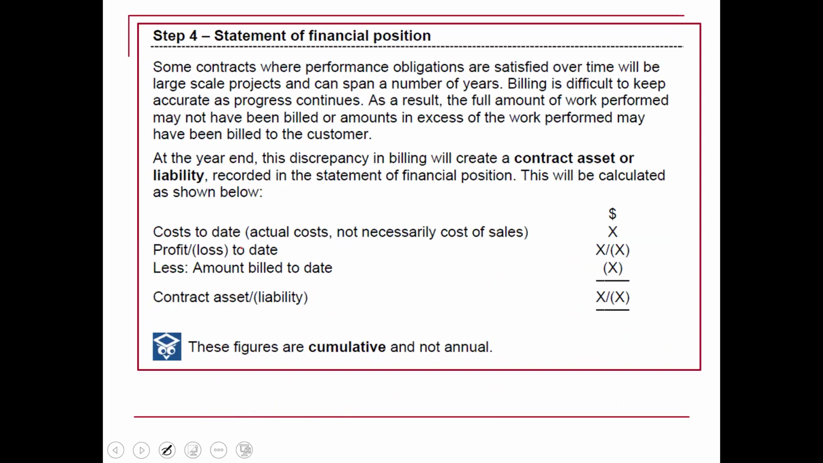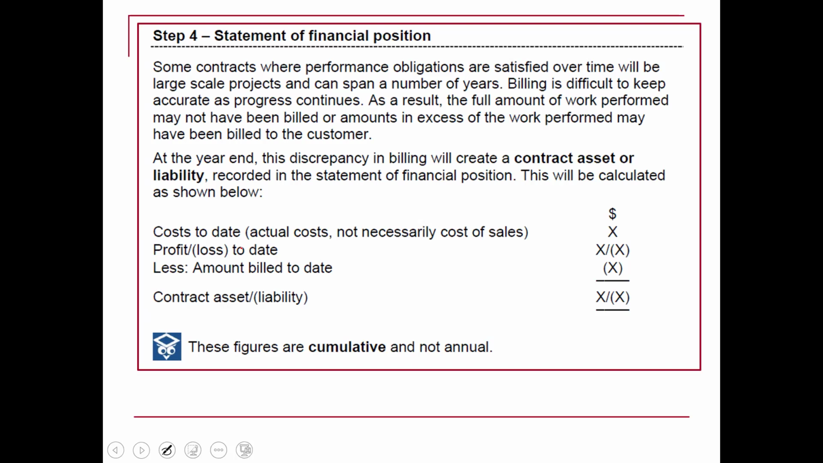So step number 4 is the statement of financial position. There are some contracts where performance obligations are satisfied over time, which will be large scale projects and can span a number of years. So billing is then difficult and may not be accurate. We are partaking in a huge project, and perhaps it is going to take a long time, so estimating the cost might actually be difficult. So we need to determine whether we are in the positive or in the negative with regards to what we would have billed the customers and what we would have received from the customer.